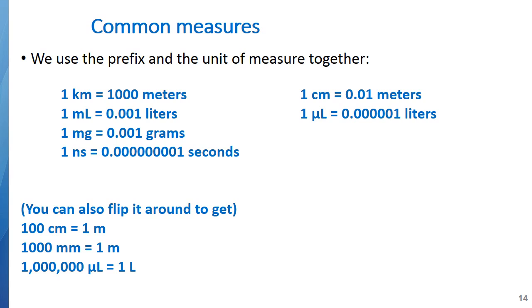A milligram would have 0.001 grams. A nanosecond has 0.000000001 second, or 10 to the minus 9th seconds. A centimeter is 0.01 meters. And like I said, if you multiply both sides by 100, you could also get that 100 centimeters is a meter, or 1,000 millimeters is a meter, or 1,000,000 microliters is a liter, or 1,000,000 micrometers is a meter. So the base unit doesn't matter. The prefix is what changes.